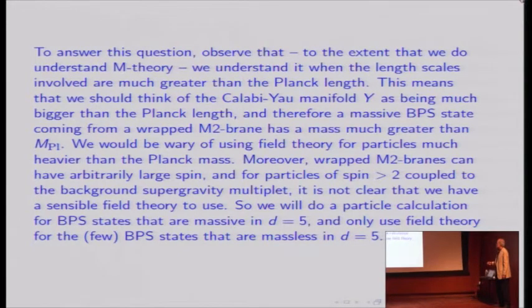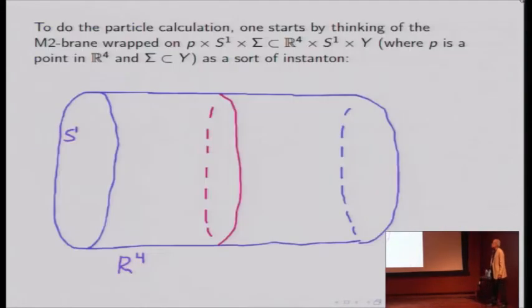So to recapitulate, what we know is just enough. For the massive ones, there will be a simple particle calculation. The massless ones have spin no bigger than 2. They're massless, and they have sensible field theories, and the field theory calculation is good. So what we'll actually do is the particle calculation.